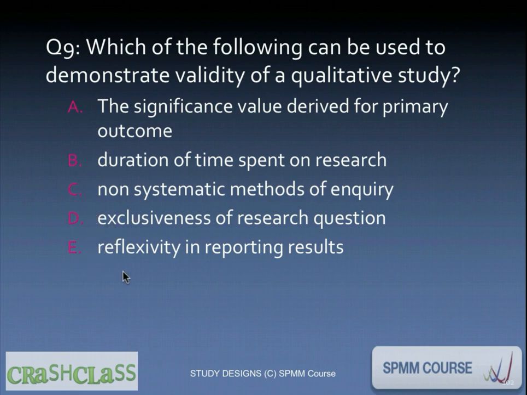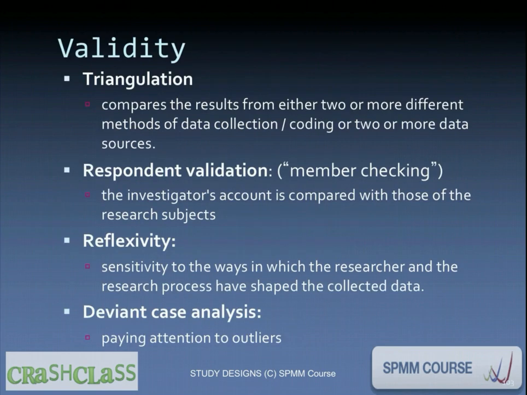What about E? Reflexivity. Yes, reflexivity in reporting results. When you report the results of a qualitative study, you should practice reflexivity, and that will increase the validity. What is reflexivity? Well, reflexivity is one of the various methods of establishing validity of a qualitative research. What are the methods that we have here in this slide? Triangulation, first of all. Triangulation is comparing the results from two or more different methods of data collection or coding, or two or more data sources.